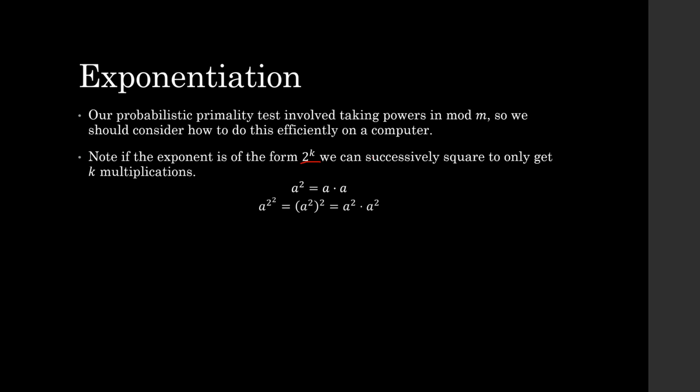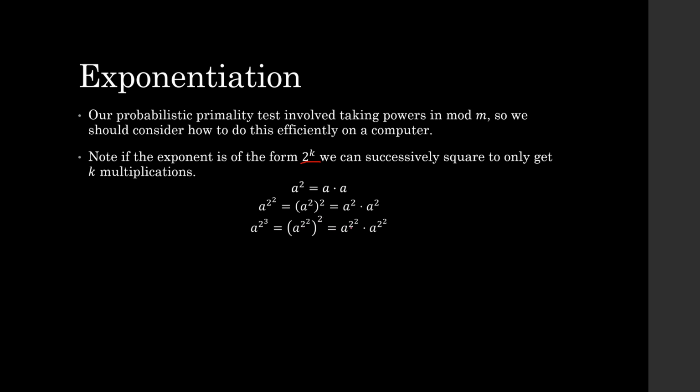Then consider a to the 2 to the 2. Well, a to the 2 to the 2 is just a squared squared, and so that's going to be a squared times a squared. And we've already gotten a squared from a times a before, so that's just one more computation. Then a to the 2 to the 3 is just a to the 2 to the 2, squared, because remember, if you square this, you multiply the exponents by this exponent here. And so 2 times 2 to the 2 is 2 to the 3.